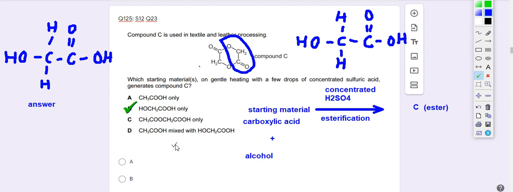Now the last one, you have ethanoic acid mixed with this compound with two functional groups. This carboxylic acid can only react with the OH. They will not form a cyclic compound like this unless there's another OH here. So D is not the answer also. Our answer is B.